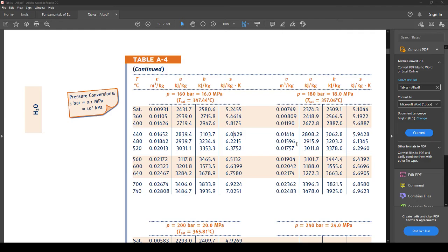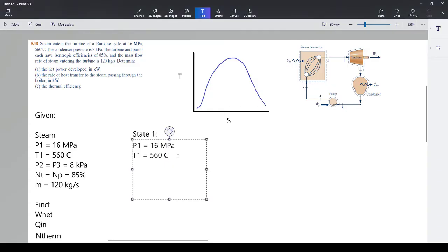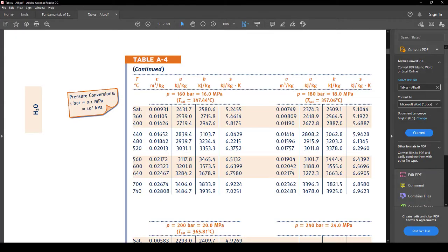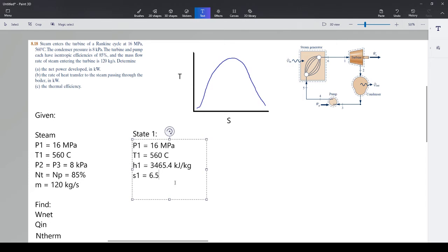So we have H1 equals 3465.4, and this is kilojoules per kilogram. And then we have S1, which I did not remember, is 6.5132, and this will be in kilojoules per kilogram Kelvin. So this is state 1.